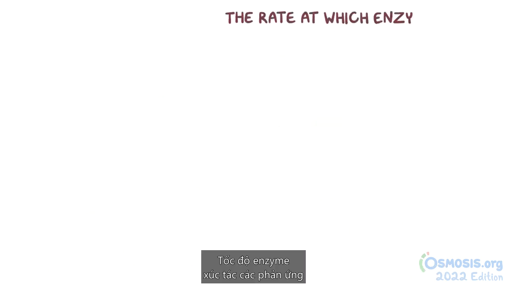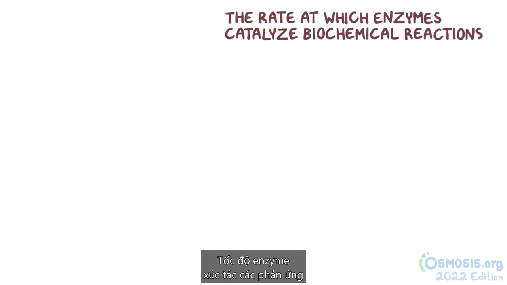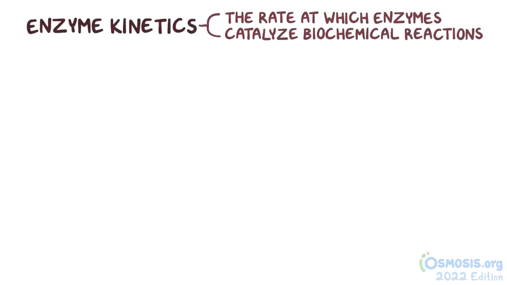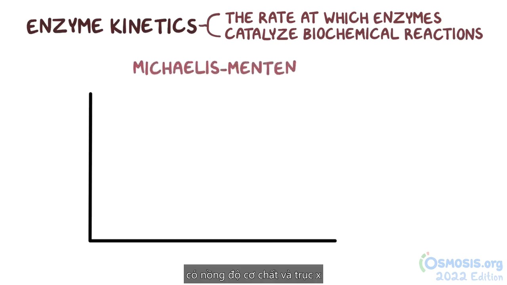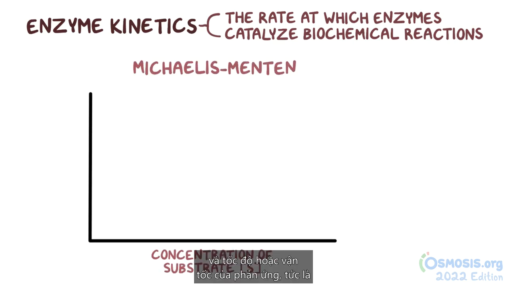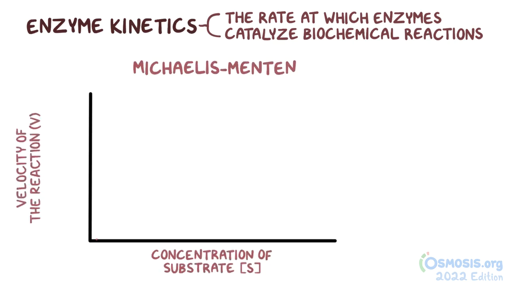Now, the rate at which enzymes catalyze biochemical reactions is called enzyme kinetics. And there are two graphical ways to look at this. The first is the Michaelis-Menten graph, which has the concentration of the substrate on the x-axis and the speed or velocity of the reaction, which is how much product is formed over time, on the y-axis.